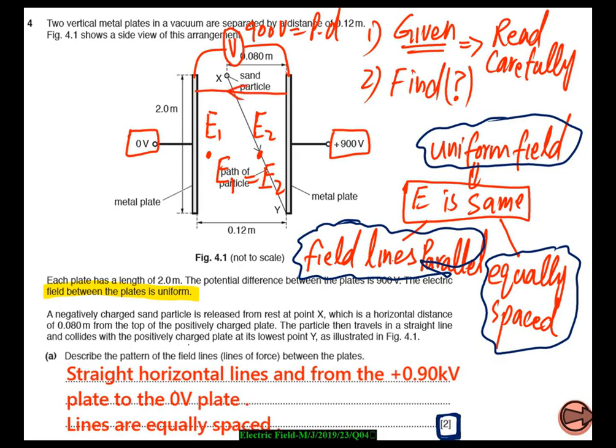He's asking you to describe, so we need not draw, but if you are interested in seeing the pattern, the field lines look like this. They start from the positive plate, from high potential. This is the point you need to understand. Sometimes they can ask you in a different way. The lines always start from high voltage, high potential, and end at low potential, low voltage. We have to be very clear about this.